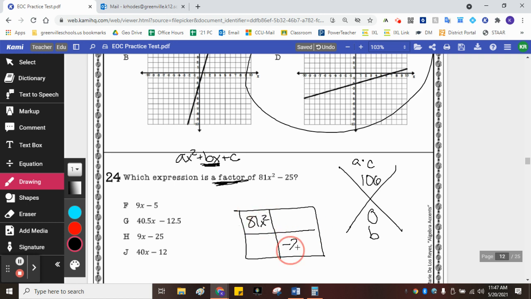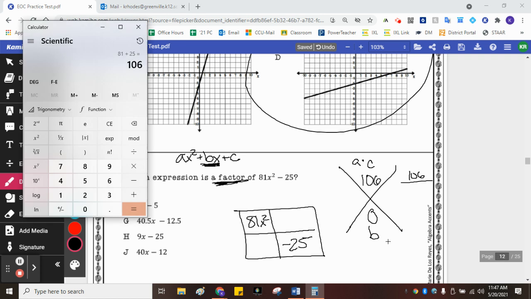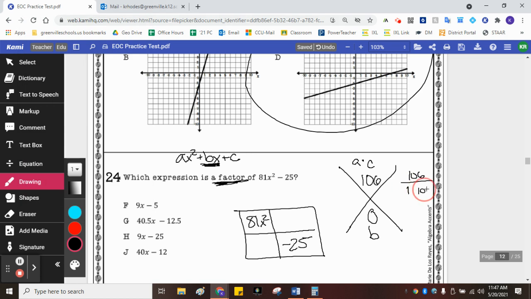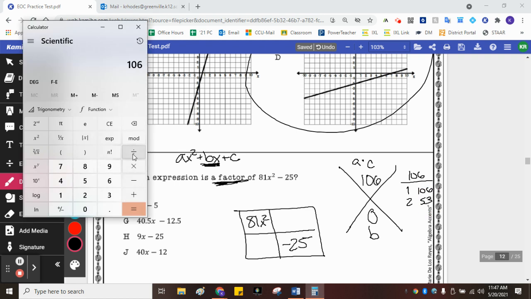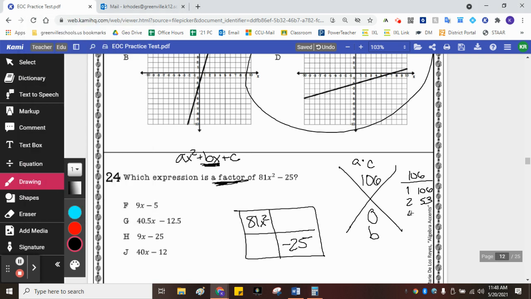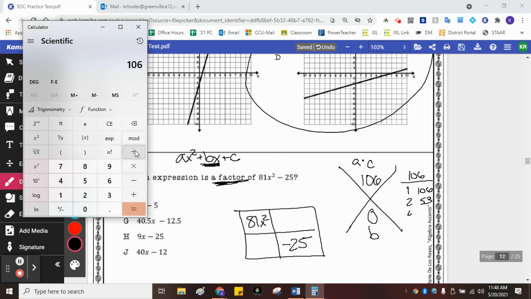81x squared minus 25, multiplies to 106, adds to 0. If it's adding to 0, remember you can do the trick of taking the square root of that number, and it should give you your answer. It didn't, though. That's weird. All right, then let's list it. 1 and 106, 2 and 53. 3, I get a decimal. 4, I get a decimal. 5, 6, 7, I get decimals. There's gotta be something.